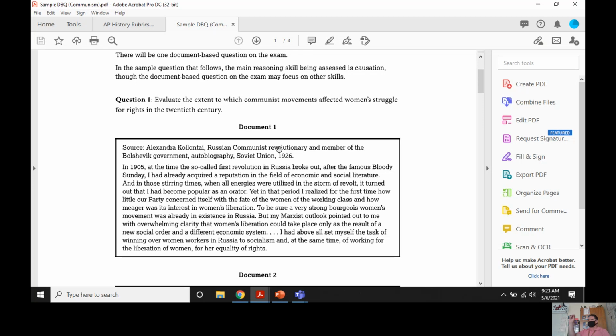Then maybe after you're done summarizing the document, you start asking questions. Hey, this person's point of view. Hey, look, Alexandra Kollontai, she works for the Bolshevik government. She's got an agenda. Do I know that? No, but I could speculate. And that's what this is all about. So with that in mind, evaluate the extent to which communist movements affected women's struggle for rights in the 20th century. We're going to break this down.